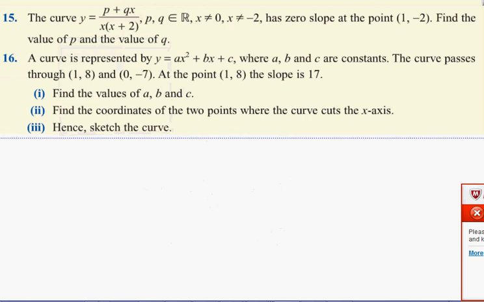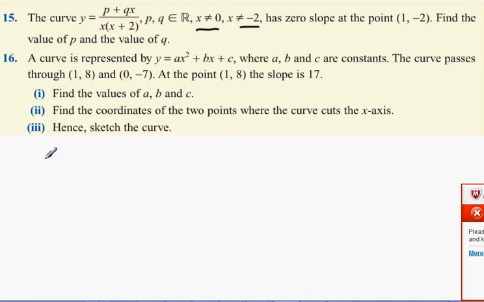So, the curve y equals p plus qx all over x bracket x plus 2. x can't be 0. Why can x not be 0? It turns the bottom into 0. x can't be minus 2. Turns that into 0 as well. It's always the same thing. It has a 0 slope at the point 1, minus 2. Find the value of p and find the value of q.